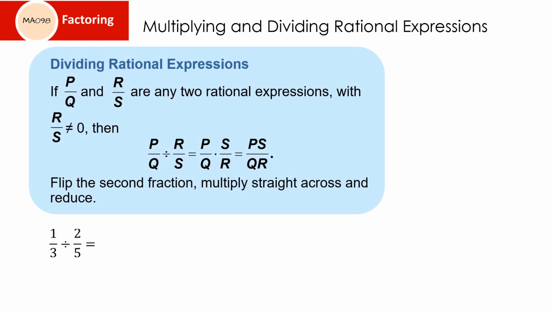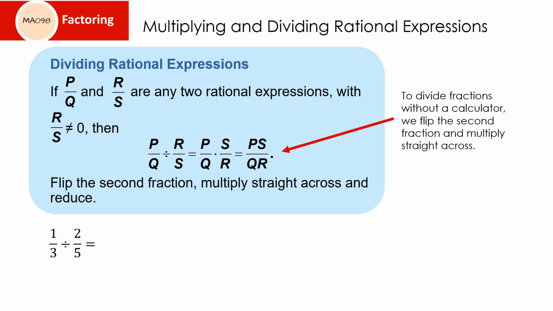Dividing rational expressions. Dividing rational expressions is very similar to multiplication. To divide fractions without a calculator, we flip the second fraction and multiply straight across. So let's look at my little example here. 1/3 divided by 2/5. We change it to a multiplication and flip the second fraction. You're going to notice that in the original it's 2/5 and then I flipped it to 5/2. Now we multiply straight across because it's just a multiplication. That gives us 5 over 6. Since 5 over 6 doesn't reduce, that's our answer. Now let's put some letters in there.